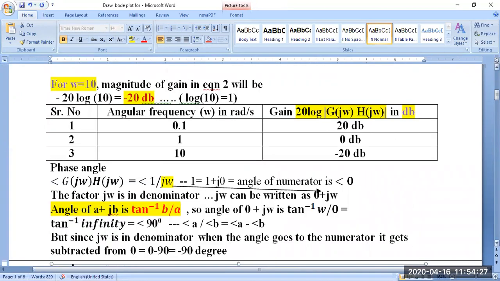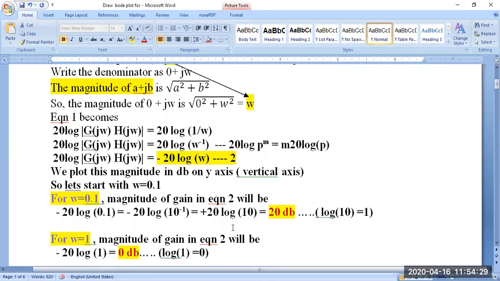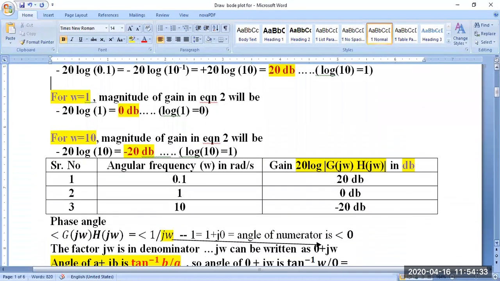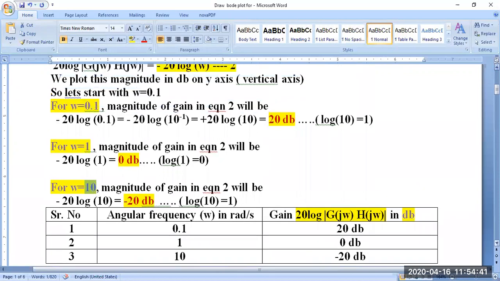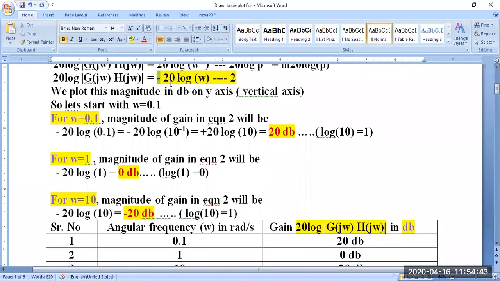Now, how will we draw the second line? The second line is, vary omega again. So change the value of omega from omega equal to 1 to 10 now. So what will be the value at omega equal to 10? So let us see in equation number 2. What is equation number 2? It is minus 20 log of omega. This is the final equation. So omega value is 10 now. So minus 20 log of 10. Log of 10 is 1. So this will be minus 20 dB.